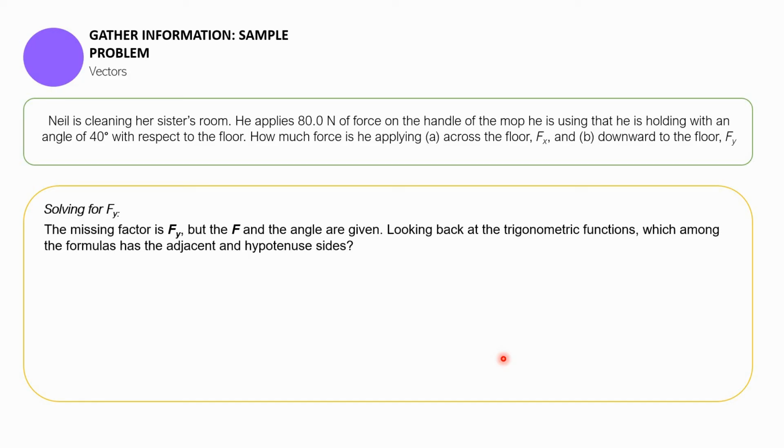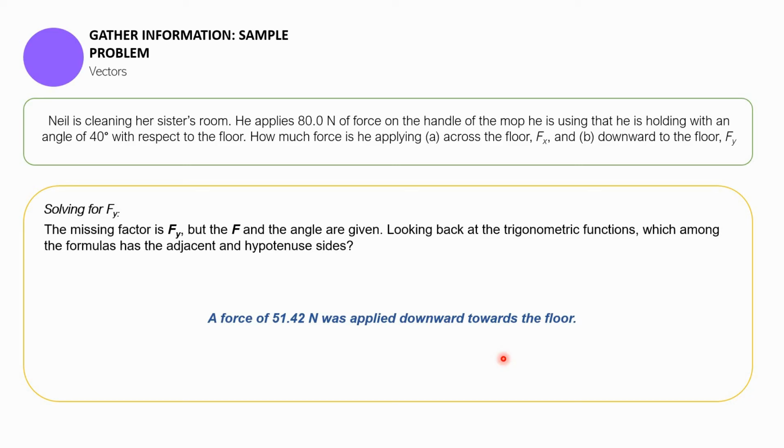What is the vertical component of the force? How much force did Neil apply downward to the floor? Okay, this is the correct answer to that question. Neil applied 51.42 newtons downward towards the floor. Did you get the correct answer?